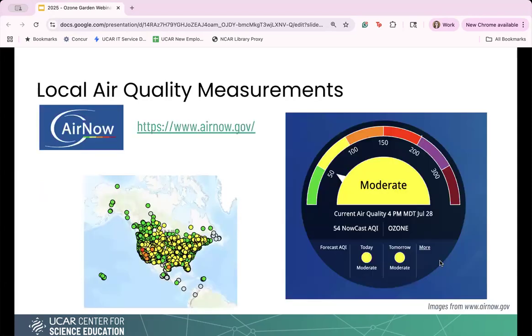Okay, so now we're going to look at some of our local air quality measurements. A great way to find what's happening in local air quality is on the EPA website, airnow.gov. So if you all want to go there, and if you want to put in the chat your current nowcast AQI for ozone, what that one is. So in this example here, this is from Monday, and it was 54 and moderate. And Emma just put the link to that website in the chat. Thank you, Emma. So you want to go there and tell me what your number is and where you are.